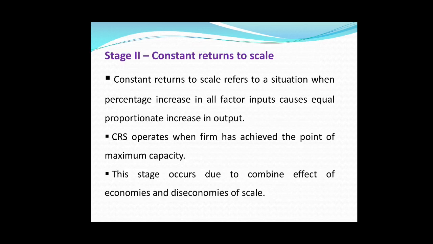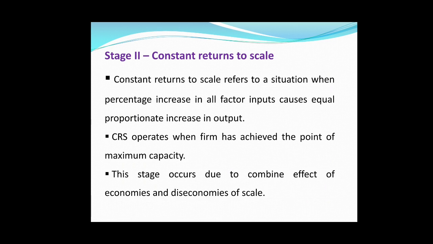Now coming to another stage of the law of returns to scale, which is constant returns to scale. Dear students, constant returns to scale refers to a situation when a percentage increase in all factor inputs causes an equal proportionate increase in output. That is, output increases exactly in the same proportion in which factors of production are increased. For example, if factors of production are doubled, output will also be doubled. Students, the constant scale of production has no effect on cost per unit produced, or we can say on average cost.